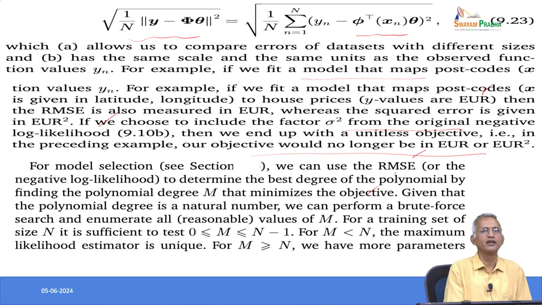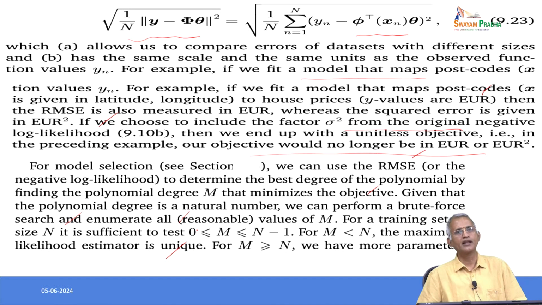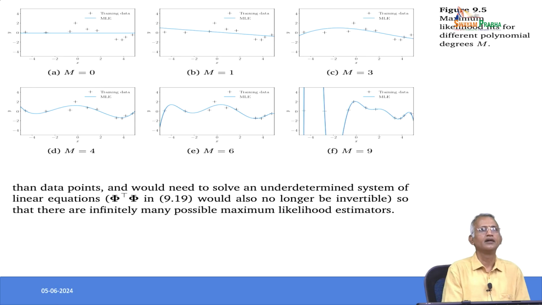Given that the polynomial degree is a natural number, we can perform a brute force search and enumerate all reasonable values of M. For a training set of size N, it is sufficient to test M between 0 and N minus 1. For M less than N, the maximum likelihood estimator is unique. For M greater than or equal to N, we have more parameters than data points, and we look at the maximum likelihood fit for different polynomial degrees M.